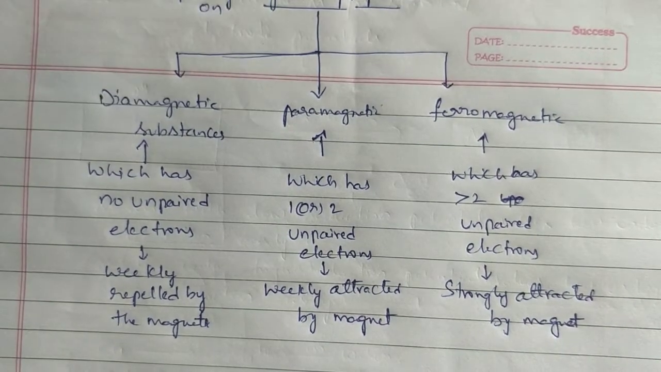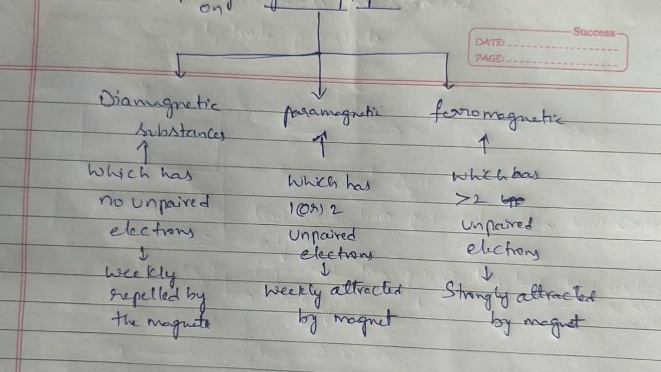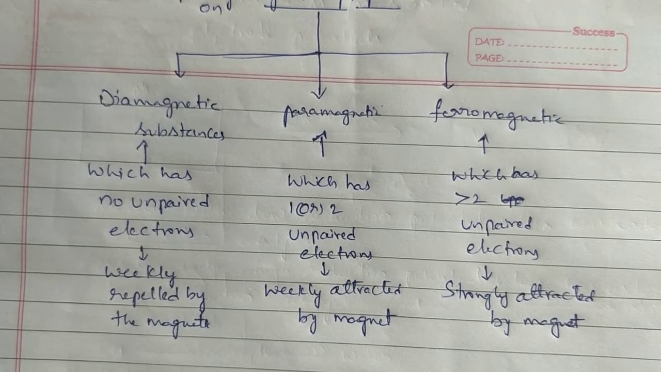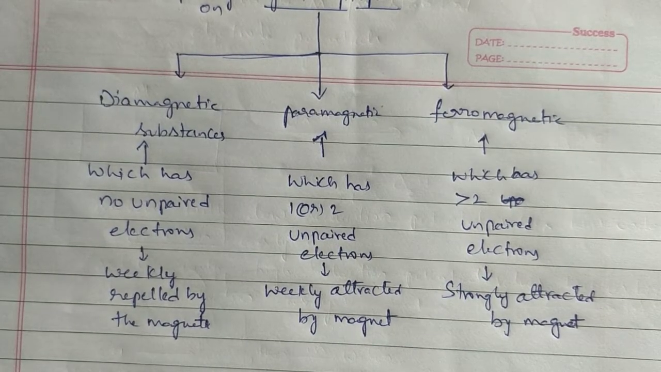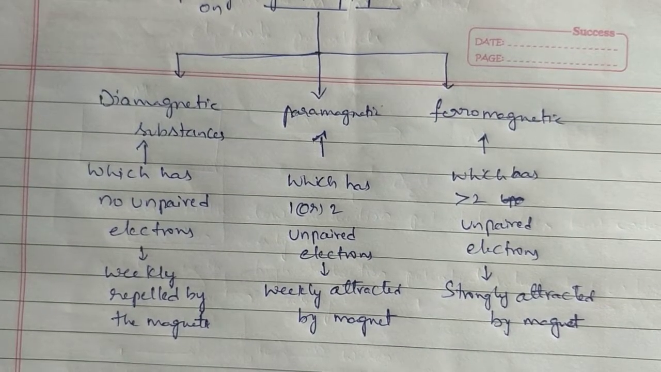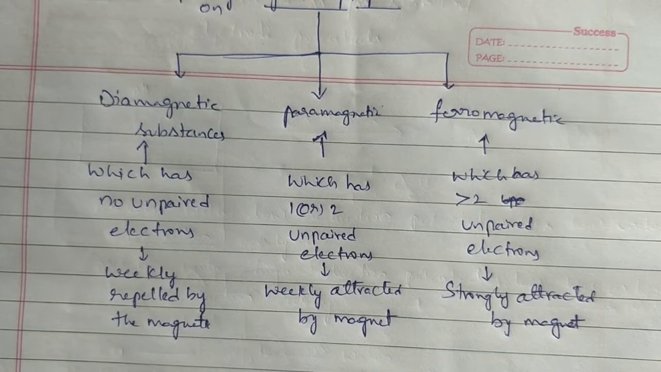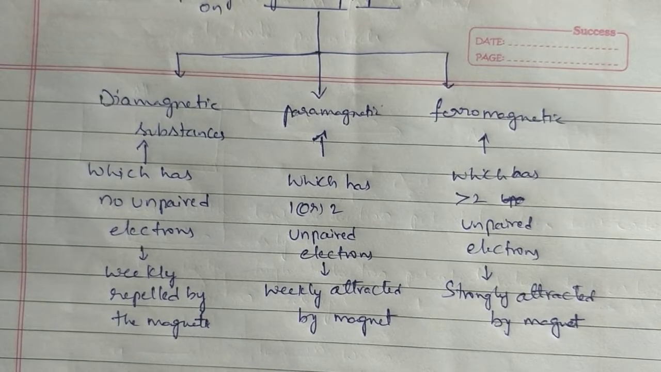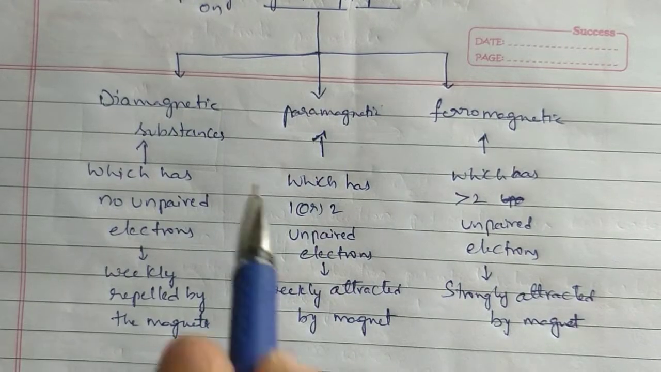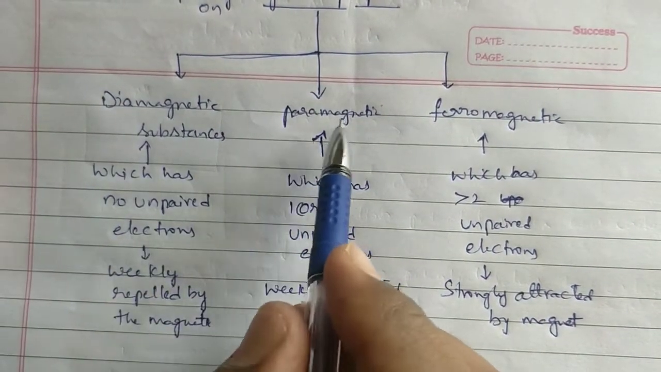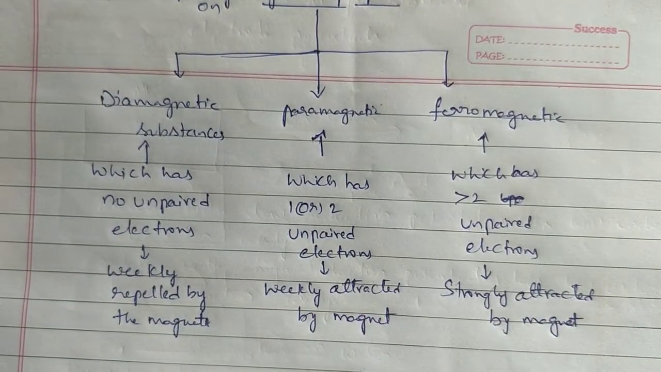If you remember, in solid state term 1, we have discussed this type of things: diamagnetic, paramagnetic, ferromagnetic, antiferromagnetic, ferrimagnetism also we discussed. But those 5 types are no need here. Hardly we will go through these 3 types only. Those are diamagnetic, paramagnetic and ferromagnetic.